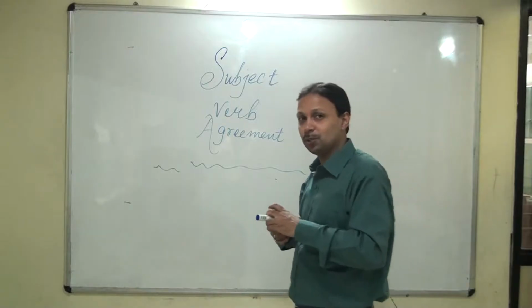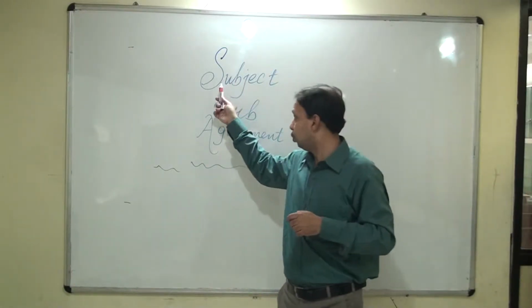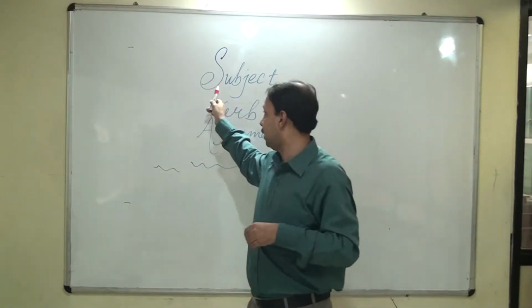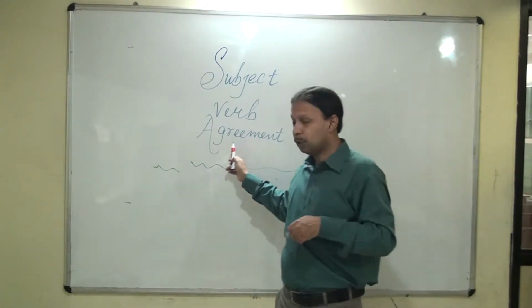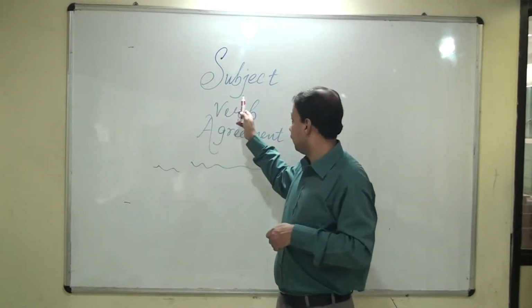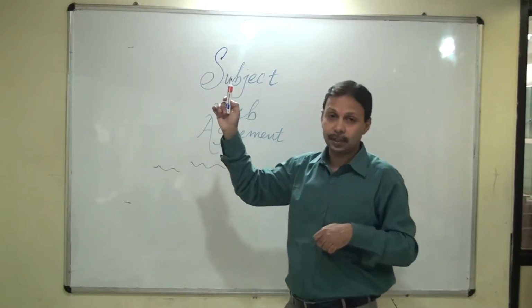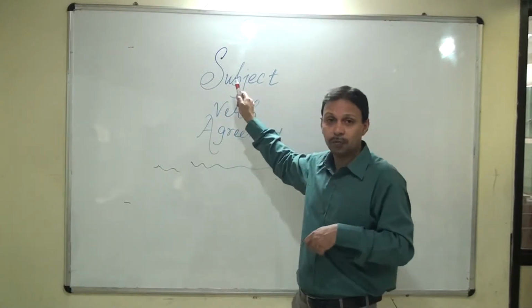Today I am going to teach you one of the important chapters of English grammar, and that you know as subject-verb agreement. You should have a fair idea about what is subject and what is verb and what is agreement. My dear students, as you know, the subject is the doer of any action. What is subject? Yes, you are right. It is the doer of any action.